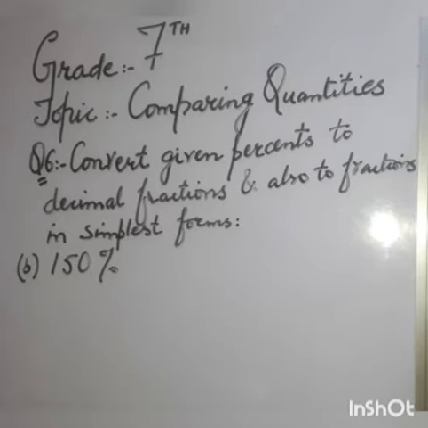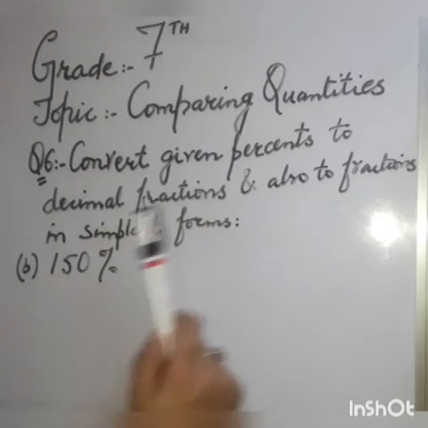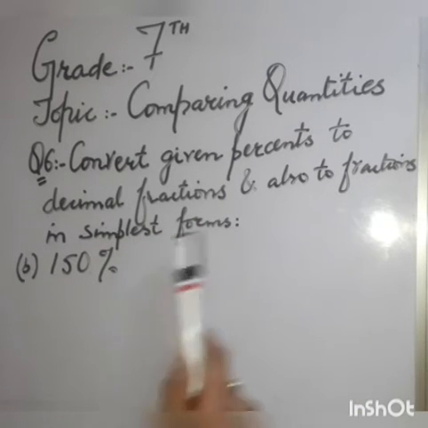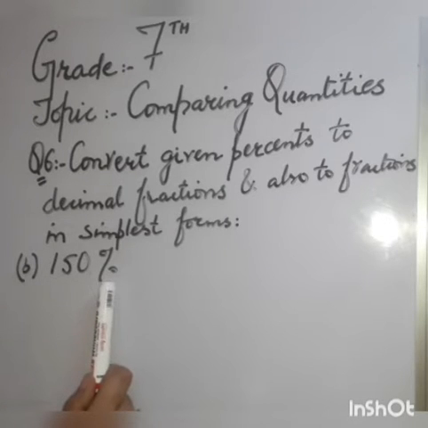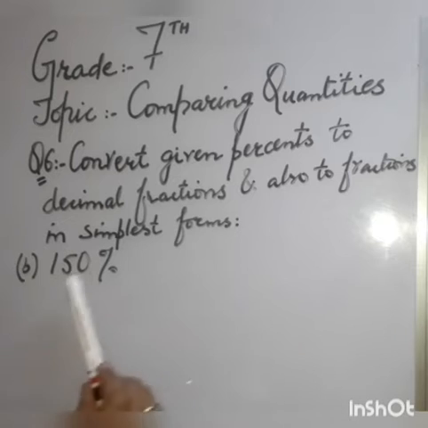Students, in the previous video lecture, we solved question number 1 to question number 5 of exercise 8.2. Now, in this video lecture, let's start from question number 6. Question number 6 is: convert given percents to decimal fractions and also to fractions in simplest forms. You are given some percent, and you have to convert this percent into a decimal fraction, and then also write the fraction in the simplest form.